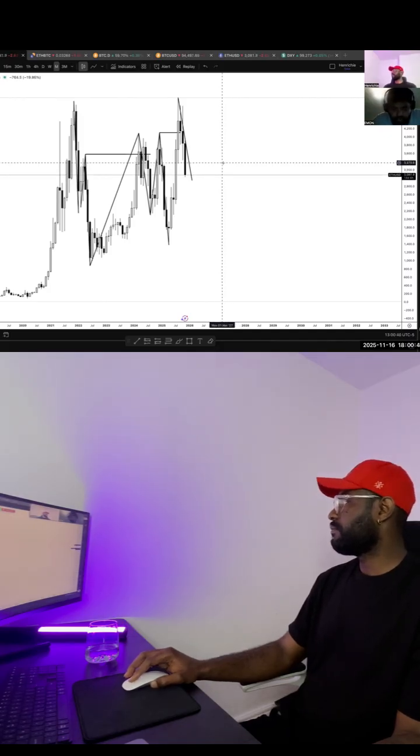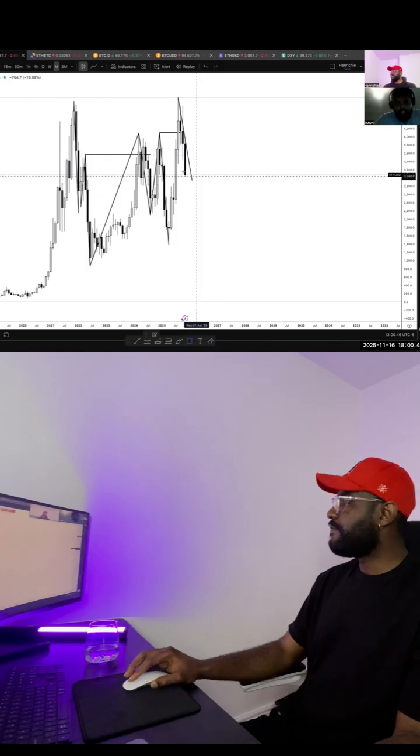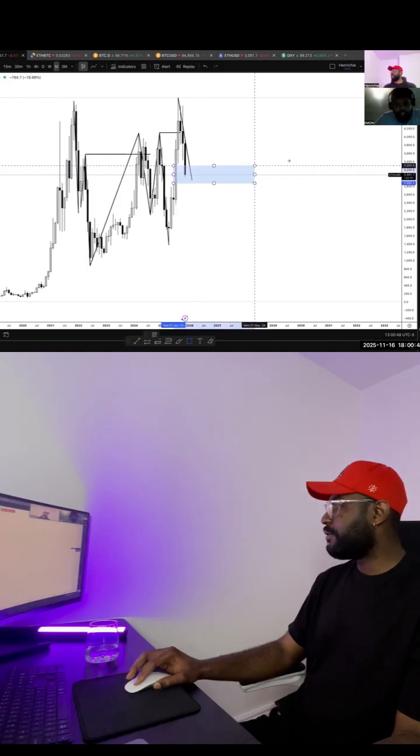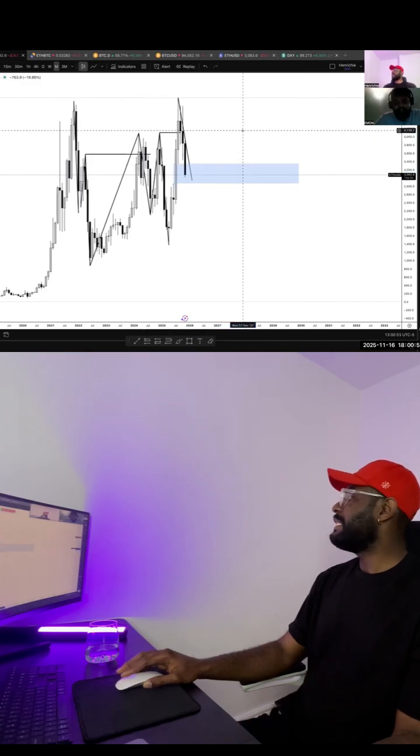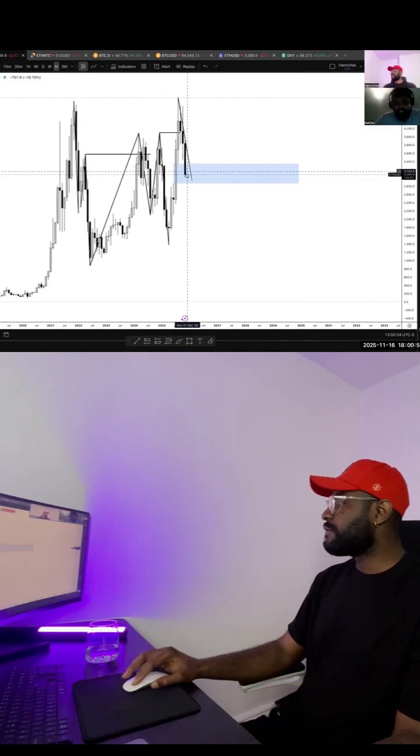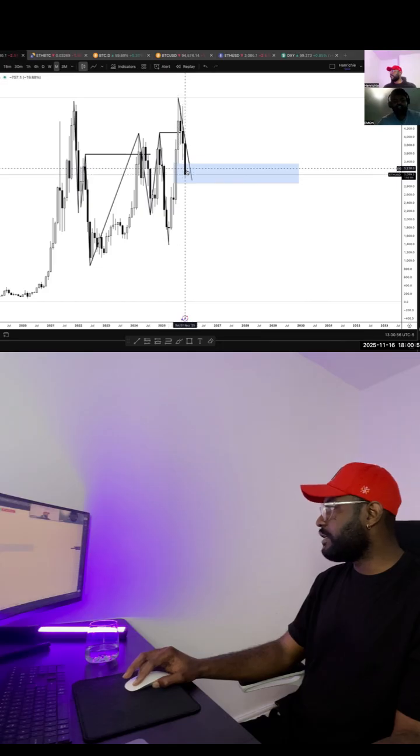Our interest area will be the last fair value gap. Exactly, the fair value gap right there. You mark it out. That's there. Now that's the area you marked out. Once price is inside here, what are you looking for to start looking for that buy?